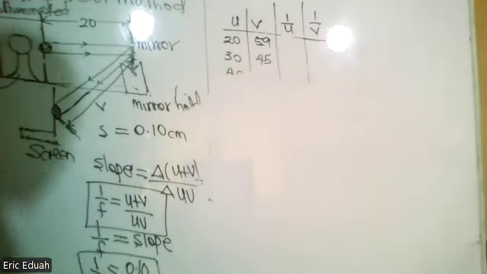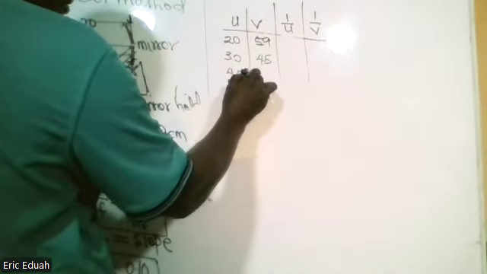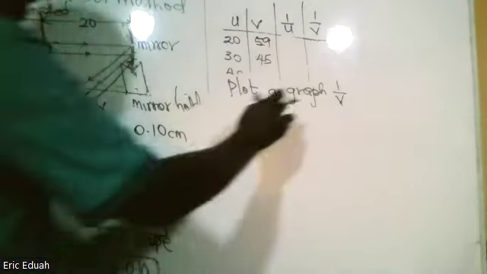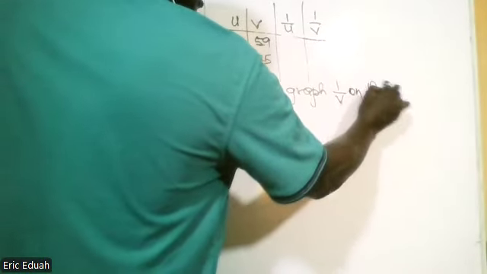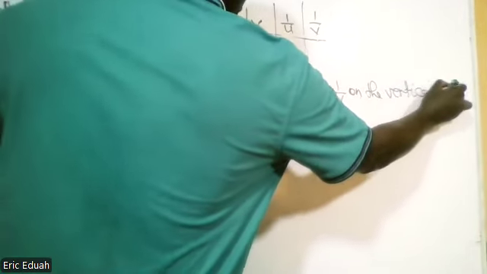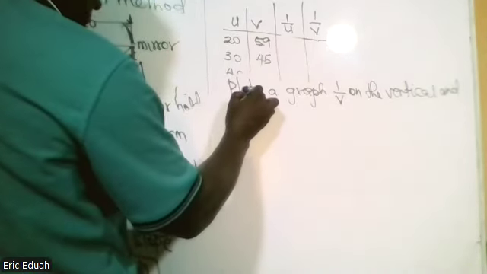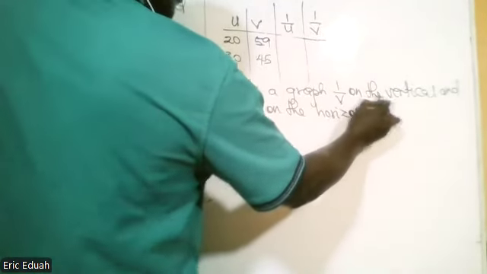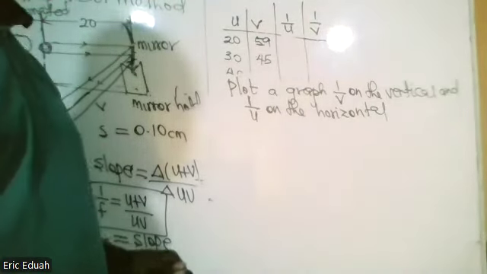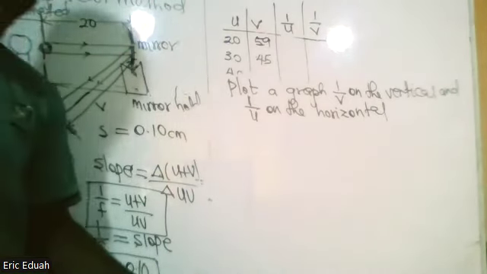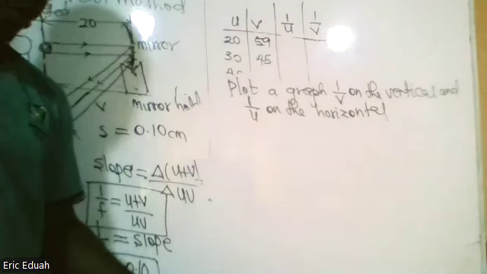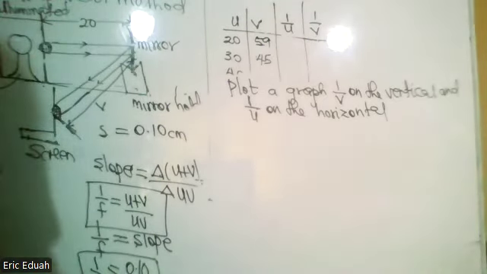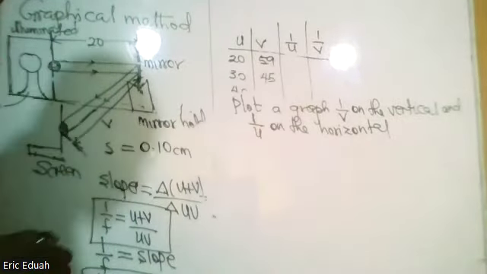Then the instruction from the graph may say plot 1 over v on the vertical axis. Those of you who have done practicals before, the question will ask you to find the slope of this graph, then the intercept on the vertical axis. Those are the questions we usually ask. So after having 1 on u and 1 on v, you plot.